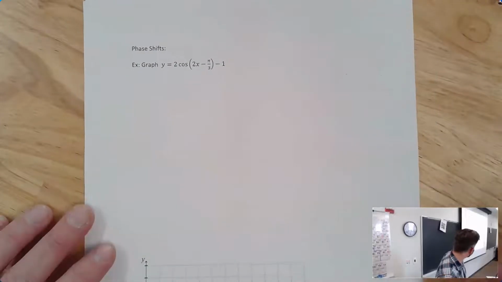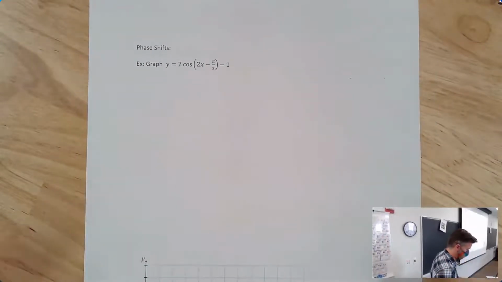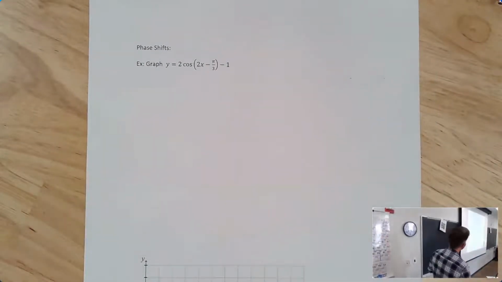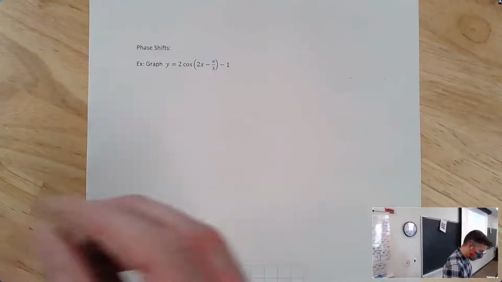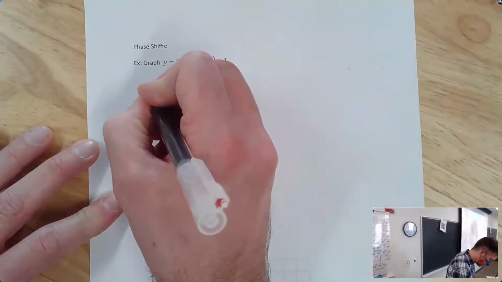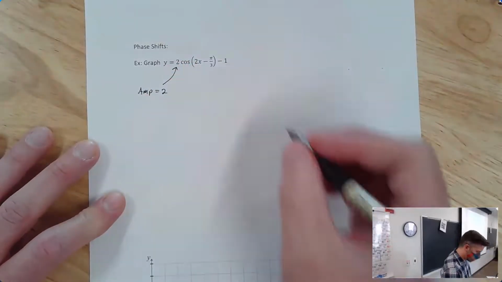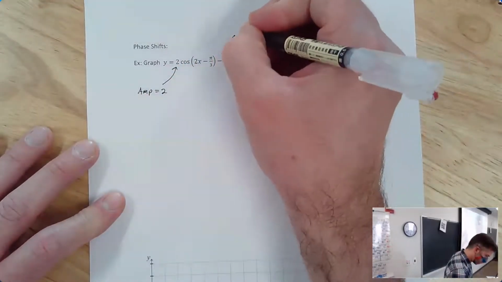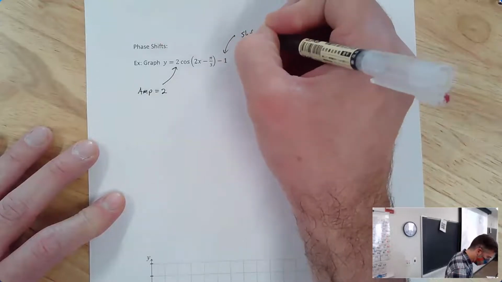So we're going to graph y equals 2 cosine of 2x minus pi over 3, minus 1. And I do think it's worth writing down what kind of things are going to happen here. So we know that this 2 means that the amplitude is 2. And this minus 1 means we're going to shift down 1.